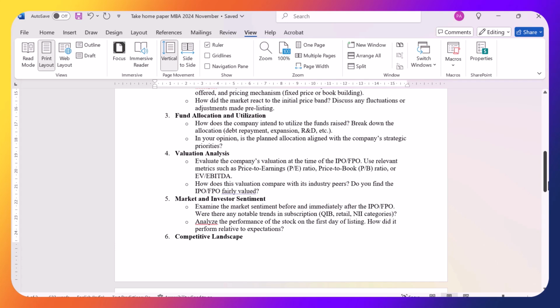Just hold on. This you will find from the prospectus. From the money which they are going to raise, how they are going to put this money, where they are going to use it. Are they going to pay off a loan? How much money they are going to use for expansion or for doing R&D. Okay. Then you have to say whether it is in line with the company's planned strategy.